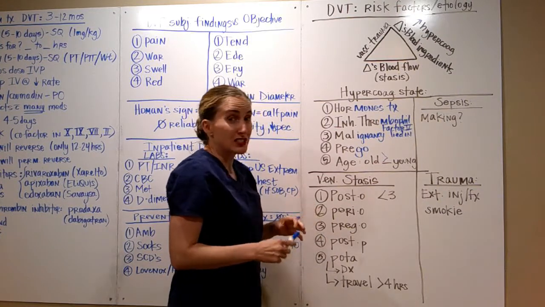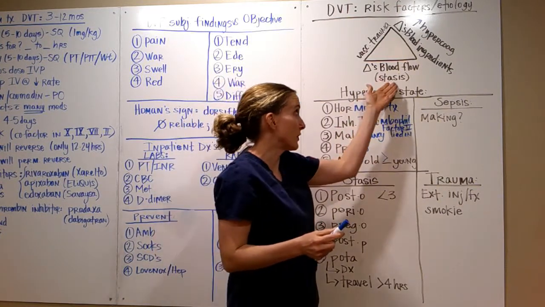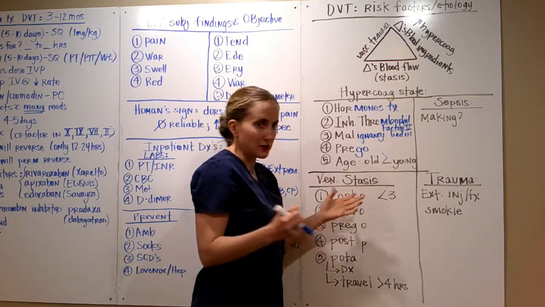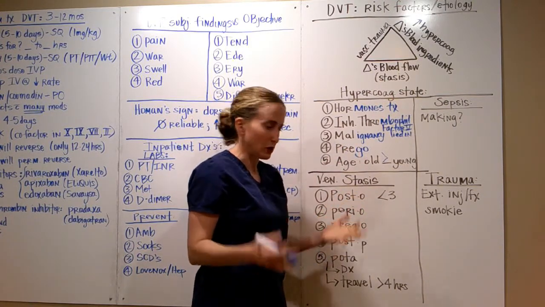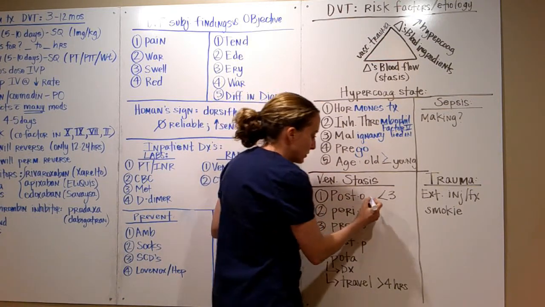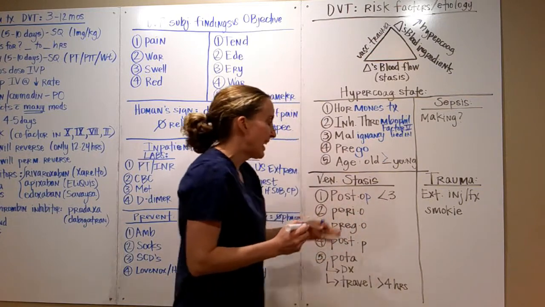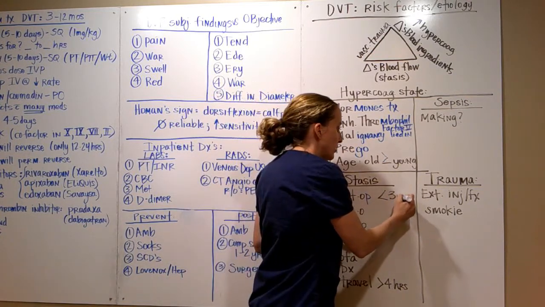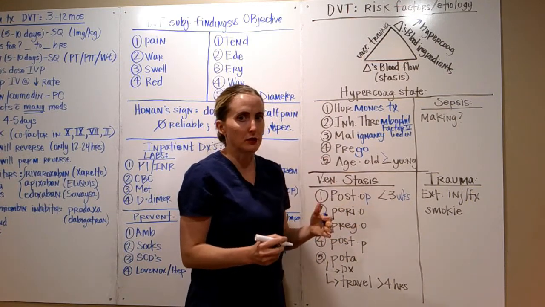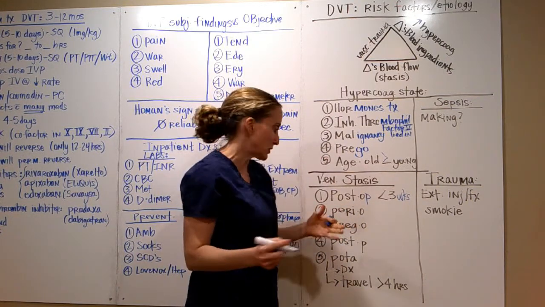So now we have our static condition, right? The other side of our triangle, our change in blood flow. And several things can make our blood flow change or slow down. So the first one is post-op. And usually the window when you're at risk for a clot the most is in a 3-week period after your surgery. So 3 weeks post-op.